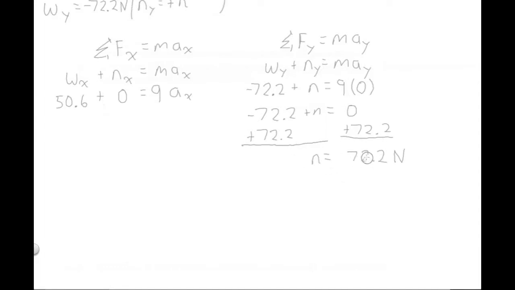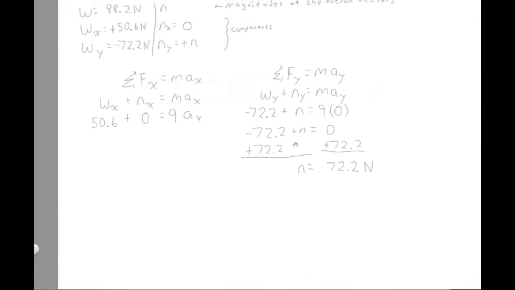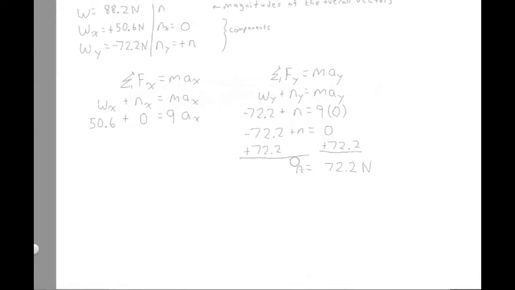Does the size of this answer make sense? Well, it's interesting to compare this to the magnitude of the weight. 72.2 newtons is less than 88.2 newtons. So we got that the magnitude of the normal force came out to be less than the magnitude of the weight. I encourage you to pause the video and try to figure out why that makes sense.